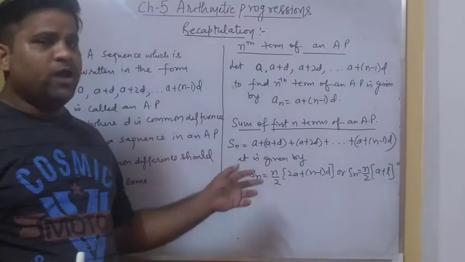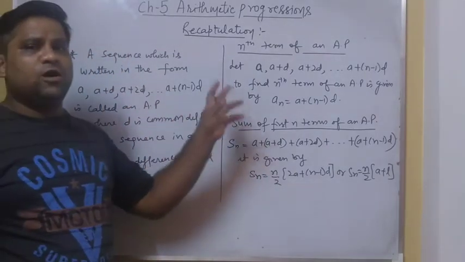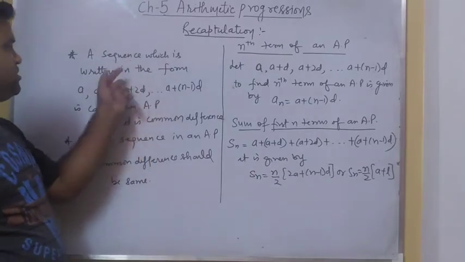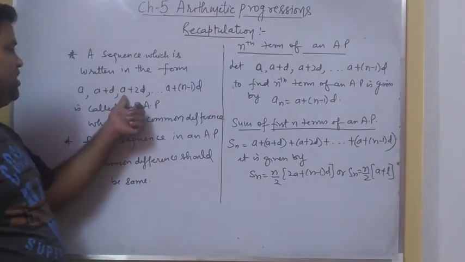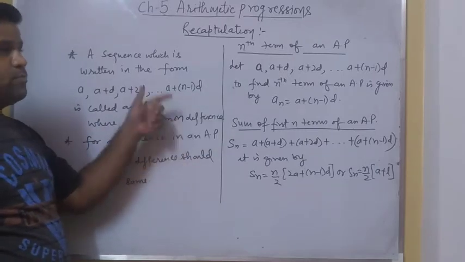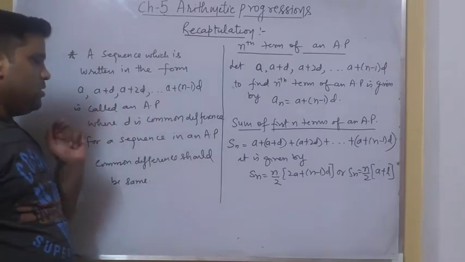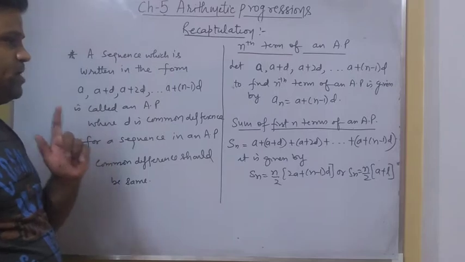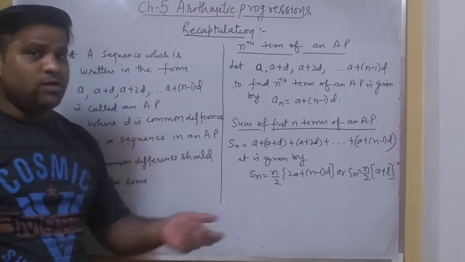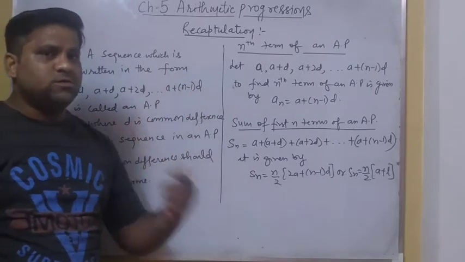It is the small summary which is given in front of you. So let us come again to a quick revision of the concepts of chapter number 5, arithmetic progressions. Here a sequence which is written in the form a, a plus d, a plus 2d, up to a plus (n minus 1) into d, that is called an AP. For a sequence to be an AP, the common difference should be the same. How to find the common difference? By subtracting each previous term from the successive term.